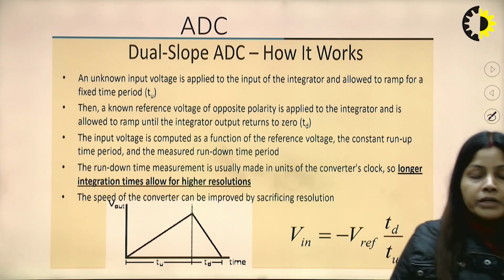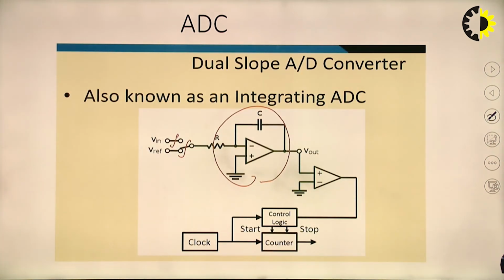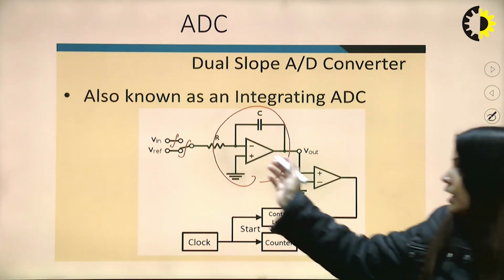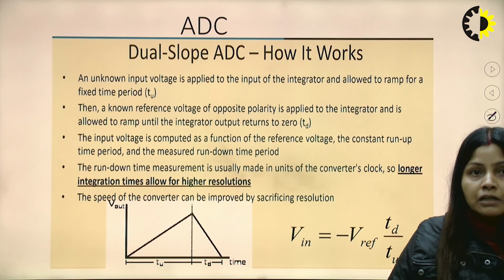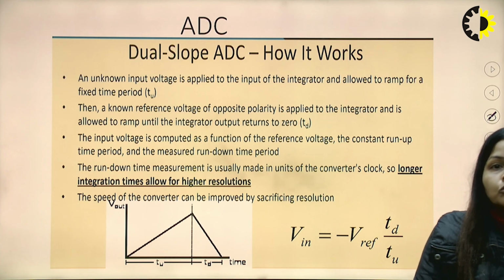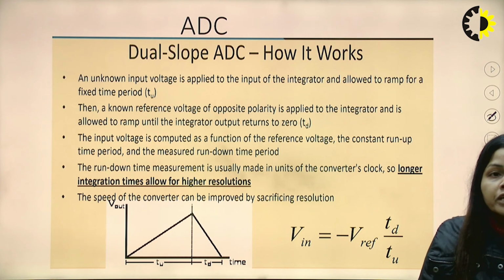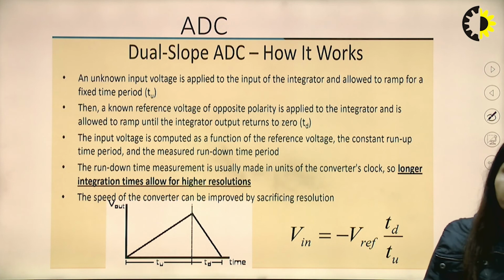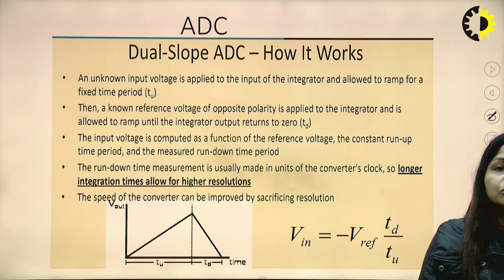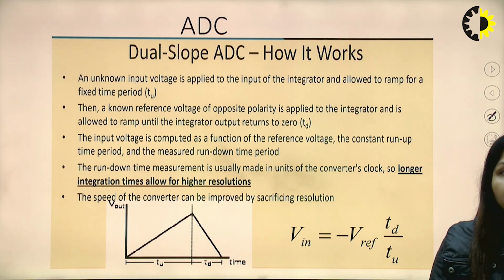The unknown voltage is applied to the input of the integrator and allowed to ramp for a fixed time period TU. So here we are giving this V in, and this is the time for which it is allowed to ramp. A known reference voltage of opposite polarity is then applied to the integrator and is allowed to ramp until the integrator output returns to 0. So V in will be equal to minus V reference TD upon TU.